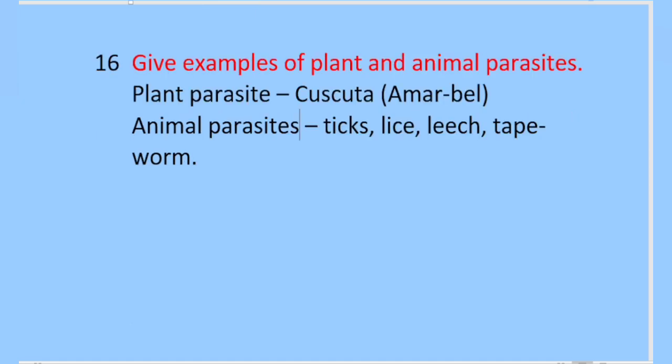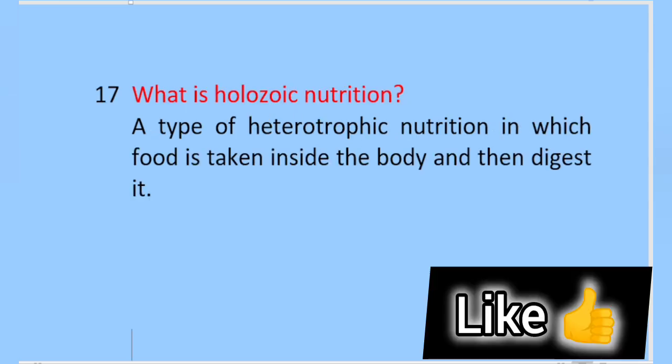Give examples of plant and animal parasites. Plant parasite example is cuscuta or amarbel. Animal parasites examples are ticks, lice, leech, tapeworm, etc. What is holozoic nutrition? A type of heterotrophic nutrition in which food is taken inside the body and then digested.